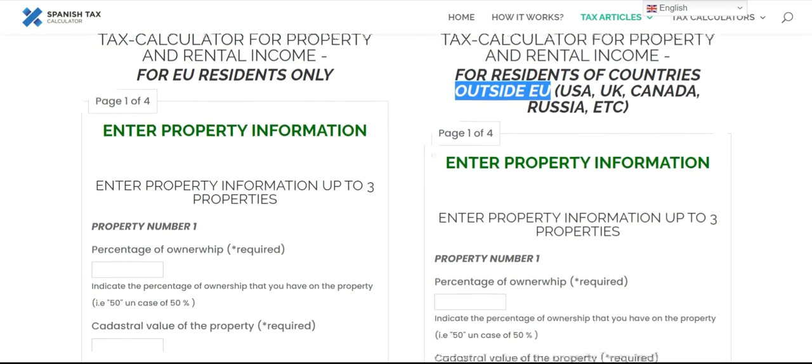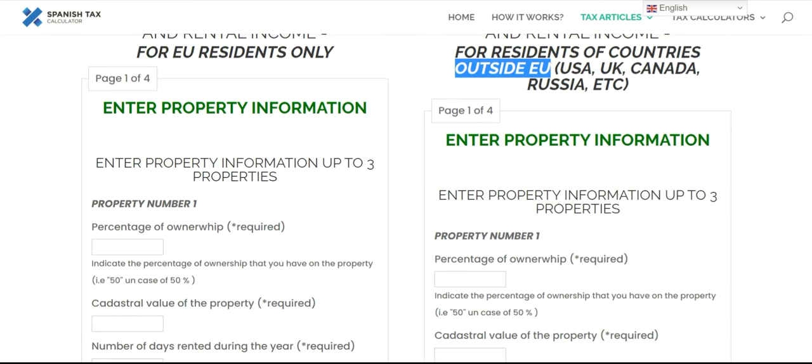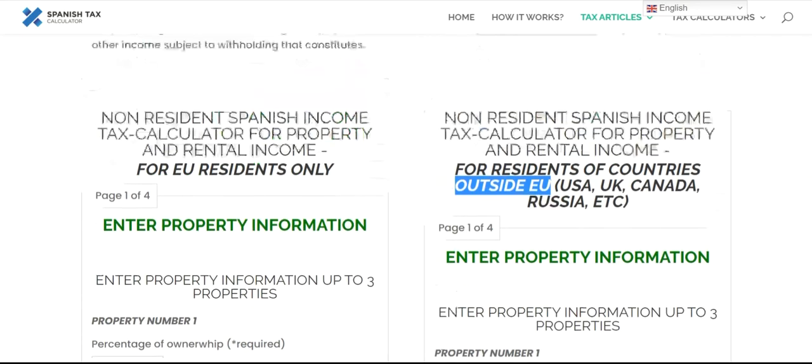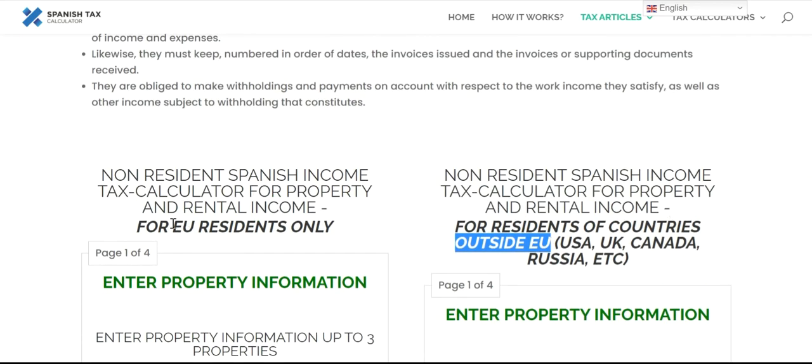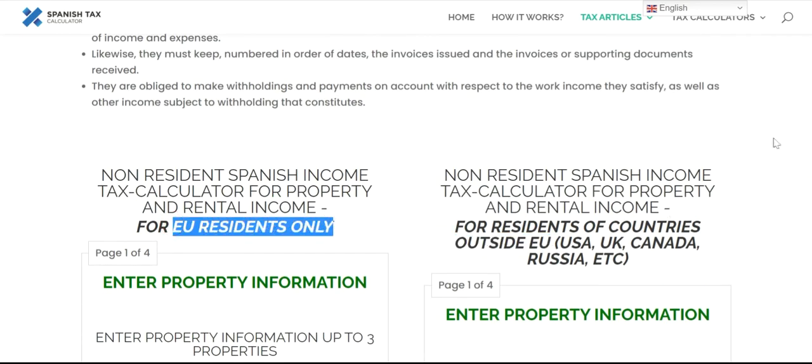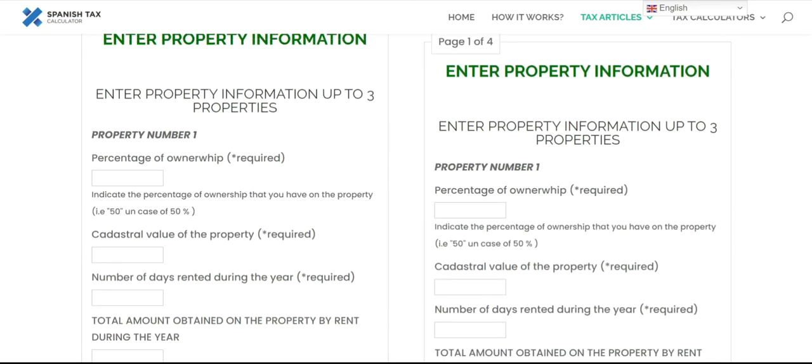In our calculator, you will find up to 3 properties from which you can obtain rent in Spain, considering, for example, one of them which is rented or not rented. We will go through the example using first the EU resident calculator. So starting with property number 1, imagine that you are the owner of 50% of the property. We go to the cadastral value of the property and we detect that the cadastral value is 60,000 euros.